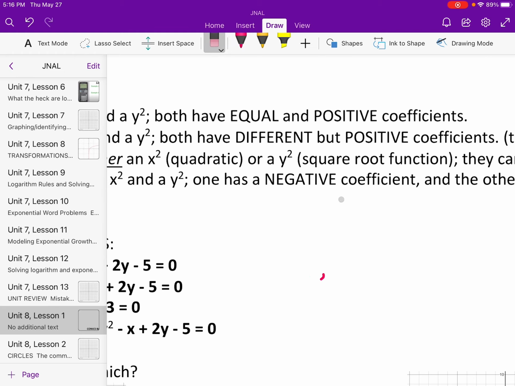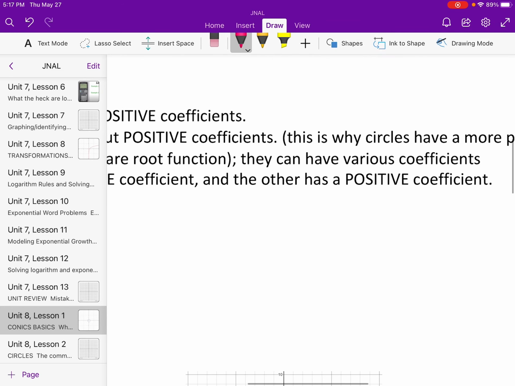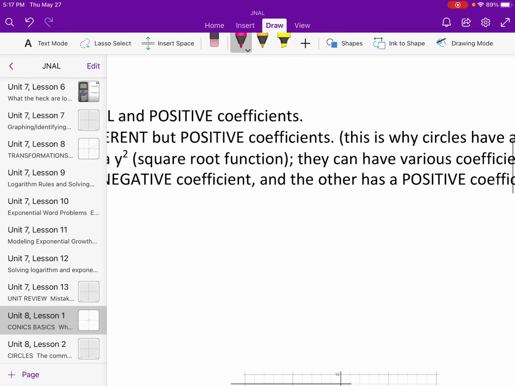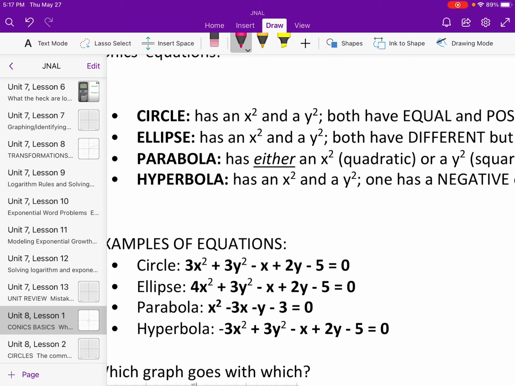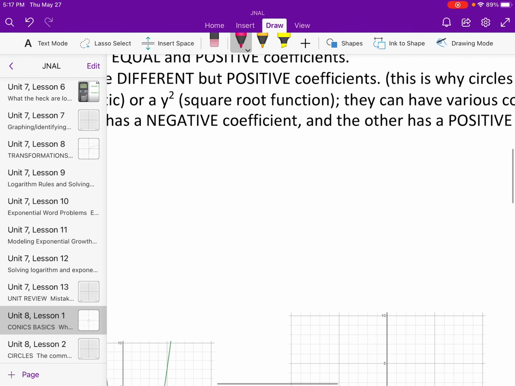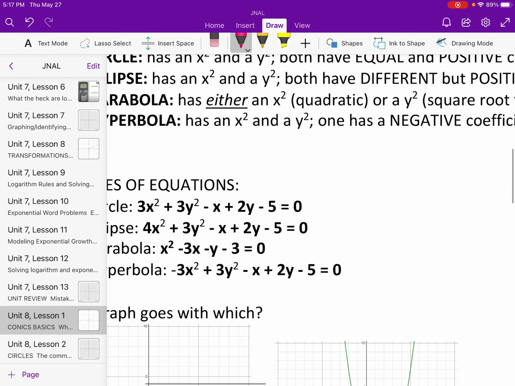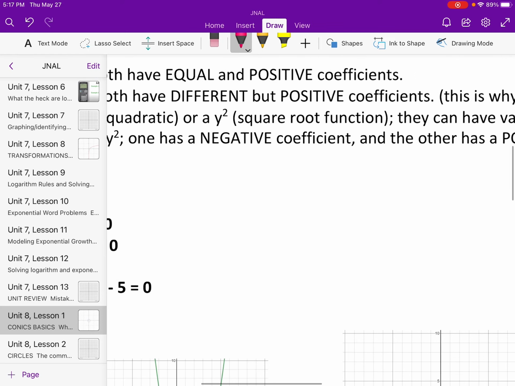So basically, for the parabola, only one will be squared. And they can have various coefficients, we know that, by transformations. And the hyperbola, the difference between that and just a parabola, has both x squared and y squared, like a circle or an ellipse, but instead one has a negative coefficient and the other has a positive. That's what causes there to be two things. And the coefficients can also vary on that.